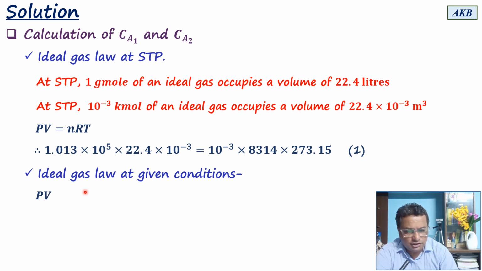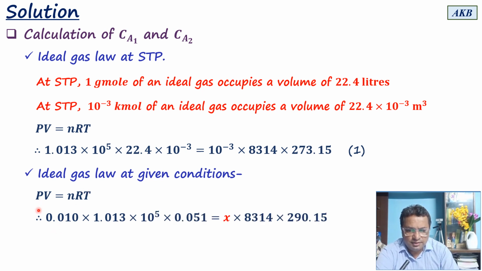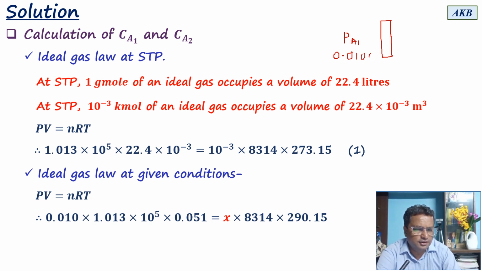Okay. So the ideal gas law, if it is written at given conditions, what are the given conditions? Pressure is 1 atmosphere and temperature is 17 degrees Celsius. So at given conditions, since we are writing it for hydrogen, pressure will be its partial pressure at end 1. If you remember the schematic, you had the membrane, and on this end the partial pressure of hydrogen was 0.01 atmosphere. We had denoted that by PA1, so that was 0.010 atmosphere.